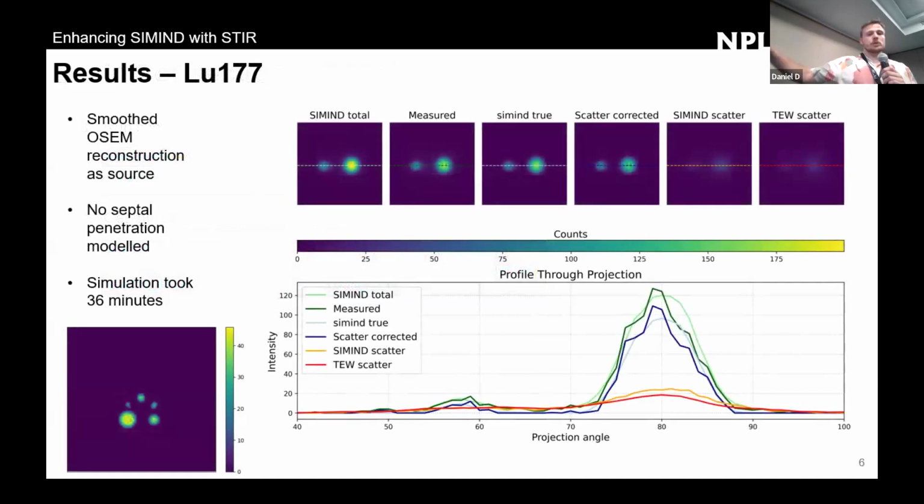These are some quick results using SIMIND. We've used a smooth OSEM reconstruction as a source file, and this doesn't model any septal penetration. It's lutetium-177, and this simulation takes 36 minutes, so it's quite quick. Here we've compared the SIMIND total output, that's prompts and scatter, to measured data, and then plotted the scatter as well, and then the trues, which is the total minus the scatter. You see that everything's pretty accurate. It seems like SIMIND does slightly overestimate scatter, but that might just be the true scatter.